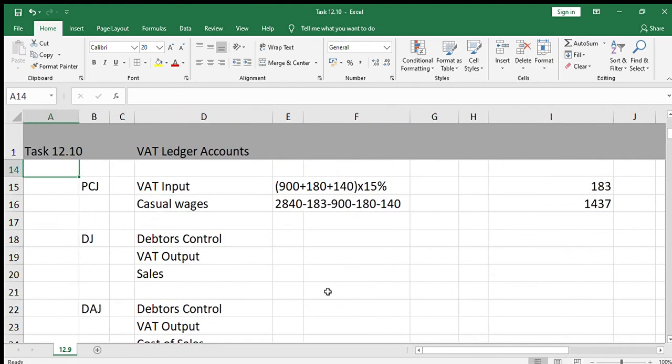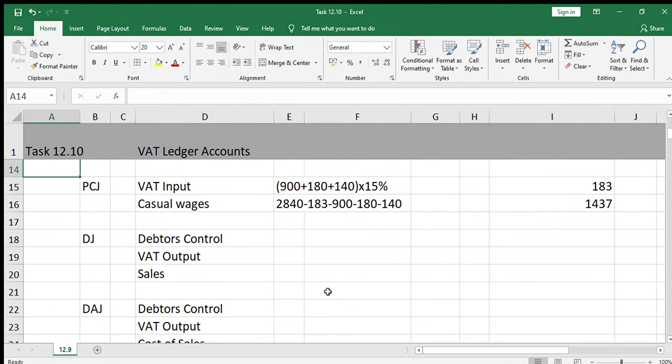Okay, now calculating for the debtors journal. In the debtors journal, we're missing debtors control, we're missing VAT output, and we're missing sales. So first we're going to calculate sales. The reason is we've got the cost of sales, and we can just mark it up in order to get the sales amount. So we've got 37380.